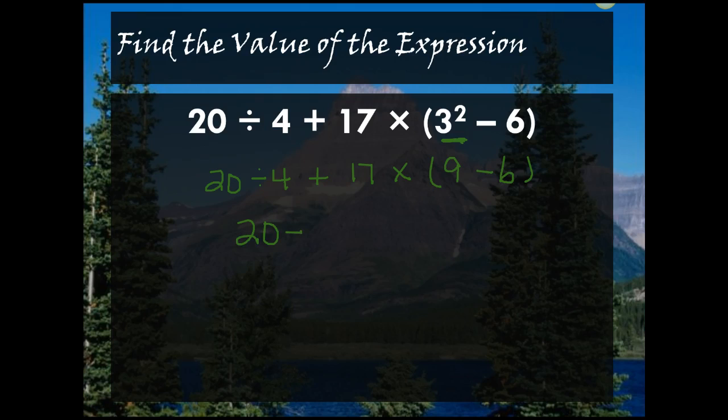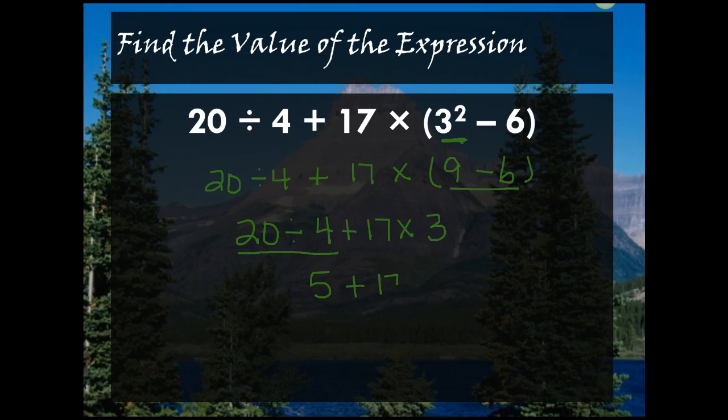Next, I will tackle the inside of the parentheses. It is not until I eliminate them that I am able to proceed with the rest of the problem. 9 minus 6 equals 3, so I will replace that part of the problem with the number 3. Next, I'm looking for multiplication or division. The first thing I come across is division, so I replace 20 divided by 4 with the number 5.